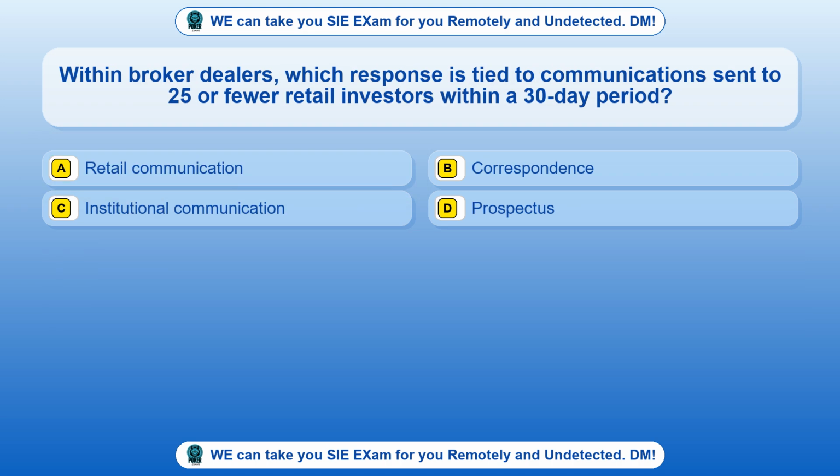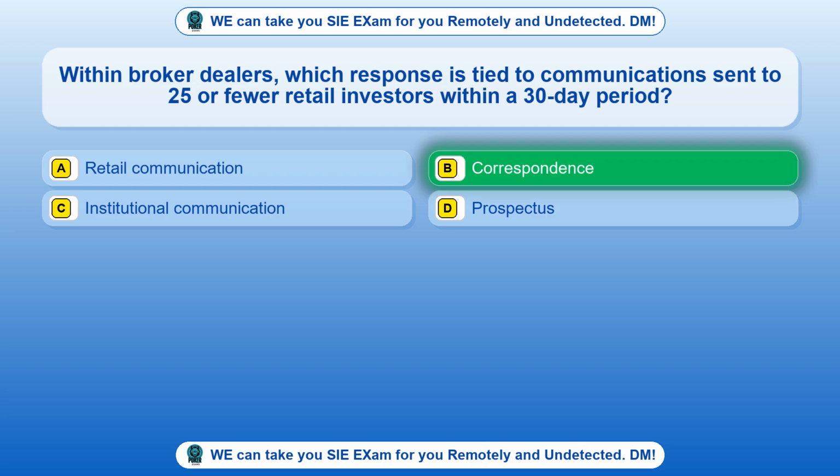Question 66. Within broker-dealers, which response is tied to communications sent to 25 or fewer retail investors within a 30-day period? Option A, retail communication. Option B, correspondence. Option C, institutional communication. Option D, prospectus. The correct answer is option B, correspondence.